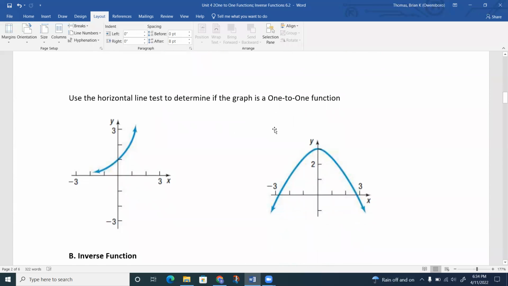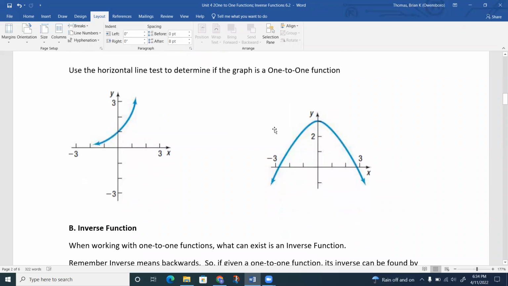Now, from a graphing perspective, notice that we have these two graphs here. If you look at the first one, notice how it does pass the vertical line test, so it is a function. But is it a one-to-one function? So if you draw a horizontal line, notice that the horizontal line just touches the graph in one spot. So this graph represents a one-to-one function.